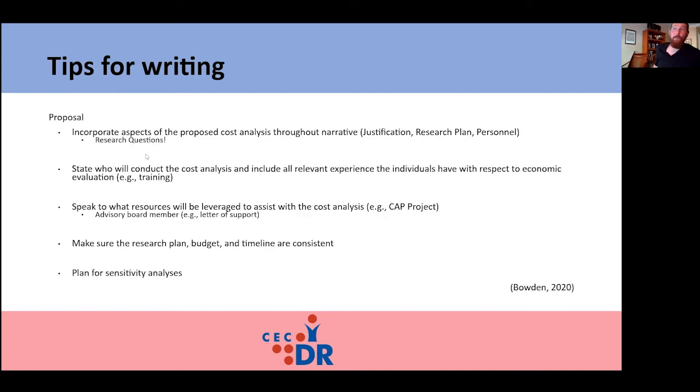So for the proposal itself, it's really important to tell a coherent story. You want to incorporate aspects of the proposed cost analysis throughout the whole narrative. That means it should be a research question: what is the cost to implement this measure once validated, right? You should have information about the proposed cost analysis and the justification, why it's needed, and the research plan, how you're going to do it, how you're going to make sure that you collect all the cost data that you need.